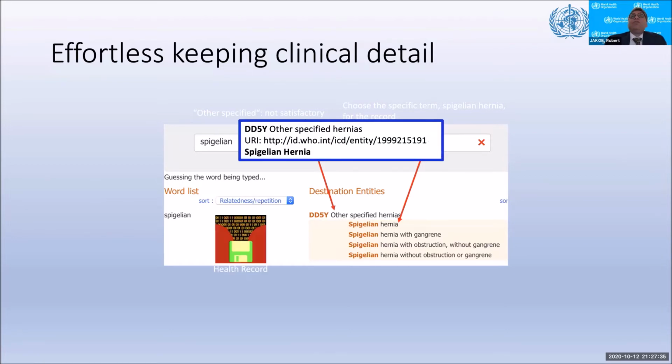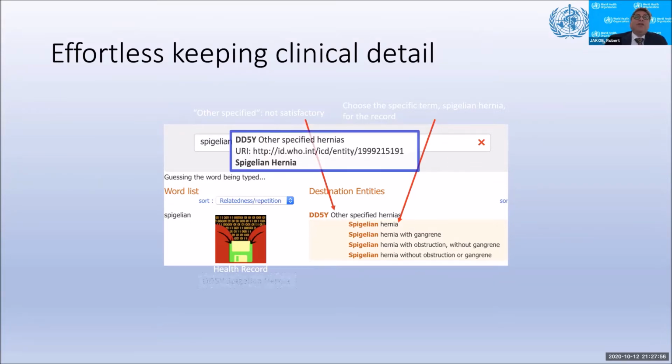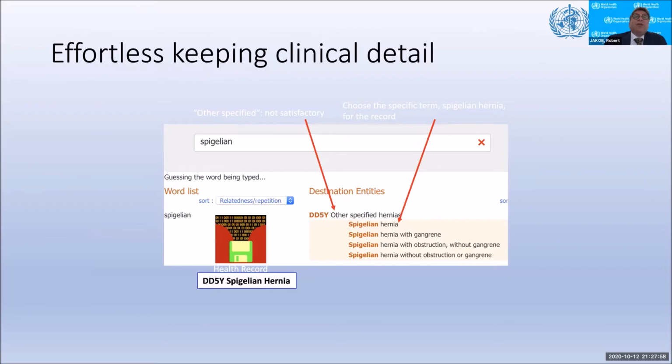Now, using the URI, you see it here, we can do one thing. The system and the API can return to you that this code is DD5Y, other specified, and the title is other specified hernias. But below the surface, the entity this points to is the Spigelian hernia with said URI, so that when you have your health record, you can essentially document this DD5Y Spigelian hernia. In the background, you can retain the URI, so you always keep the source of this whole thing. That makes the clinician happy as well as the one that wants to use aggregated data.